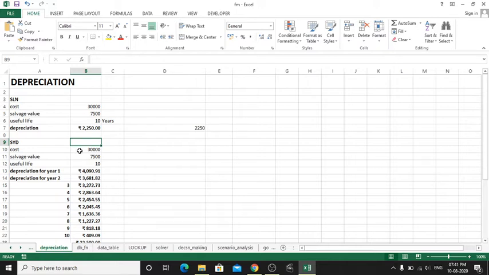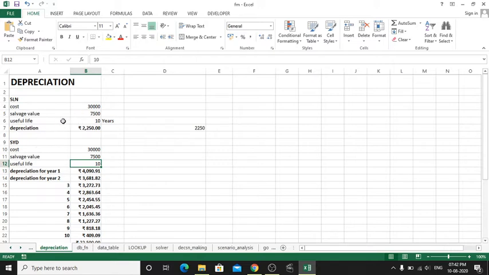So here we have the same cost value, salvage value and useful life. So we will find out how much depreciation we will have for the first year, second year, third year, fourth year. After 1 year, what will be the depreciation amount? After 2 years, what will be the depreciation amount? Like that we are going to calculate up to 10 years. Since our useful life is 10, we finalize with the depreciation for year 10. So after 10 years of useful life, what will be the depreciation amount? That is what we are going to perform using the function SYD.